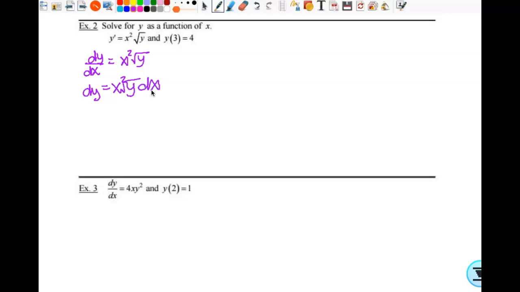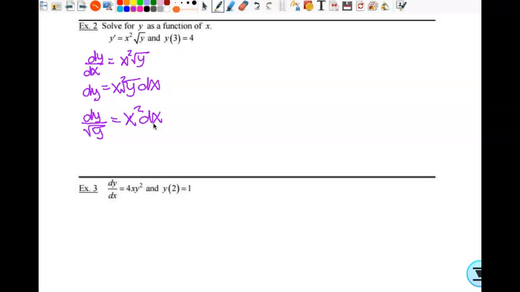That looks like the absolute value of x, but it's not. It's because my pen's dragging. I will get better. What do I do now? Divide by the square root of y. Okay, so dy divided by the square root of y equals x squared dx.